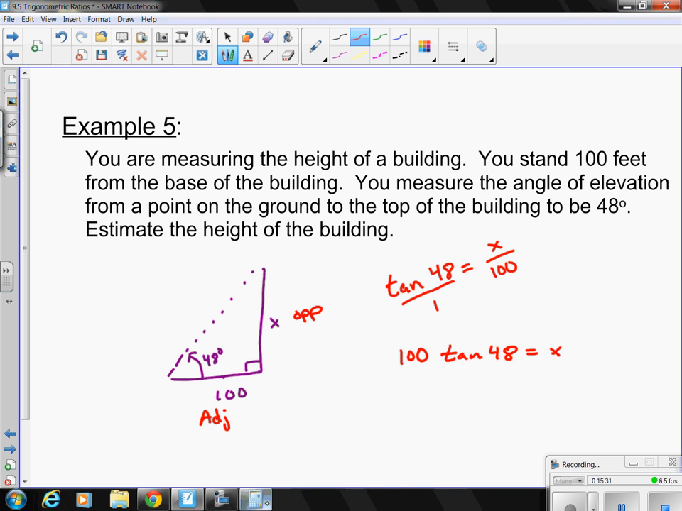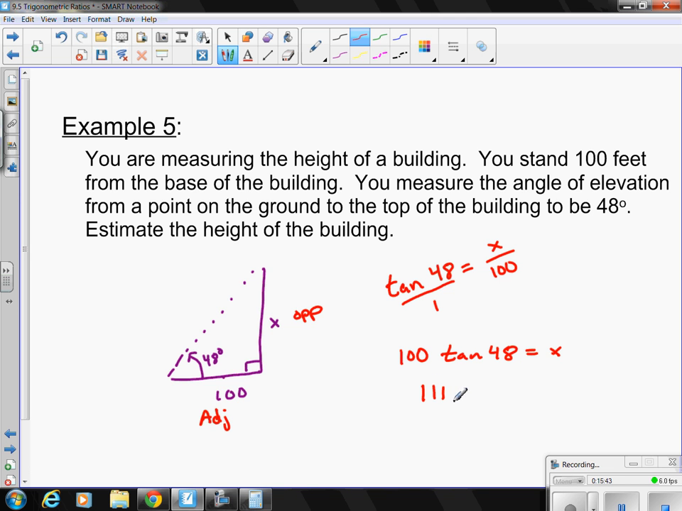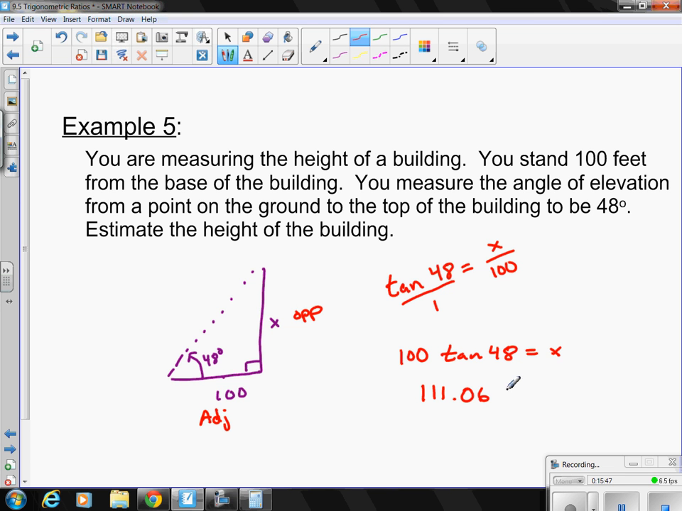So I go to my calculator, figure it out. The tangent of 48 times 100, and that's going to tell me 111.06. And this was measured in feet, so this is also in feet. That's the approximate height of the building.